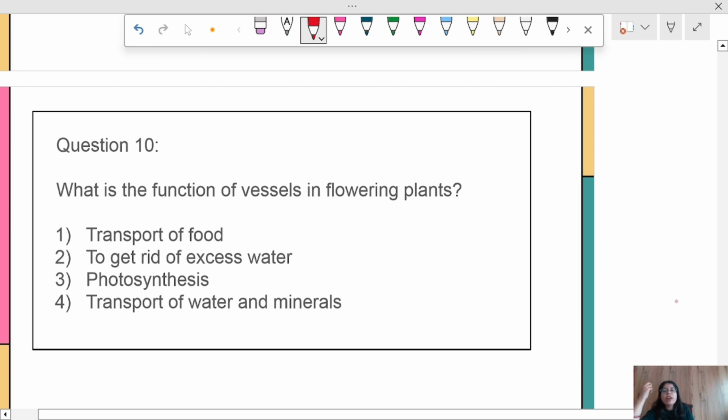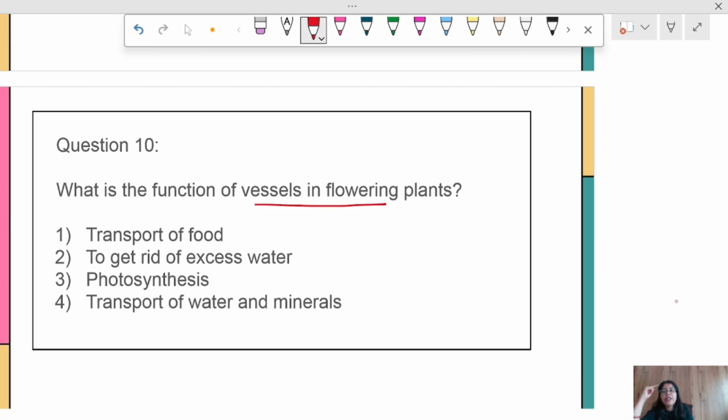What is the function of vessels in the flowering plant? They transport food, they get rid of excess water, photosynthesis, transport of water and mineral. What is the work of the vessel, which is a characteristic feature of angiosperms and absent in gymnosperms? Transport of water and mineral. So I hope you have understood this.